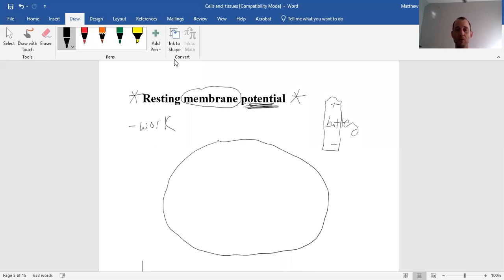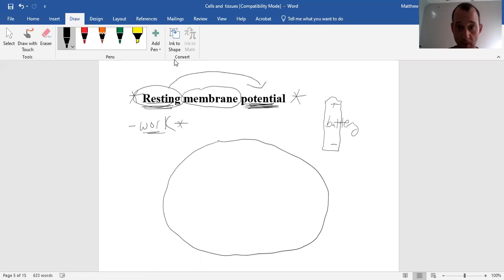All right, so my battery's in the flashlight. If my flashlight's off, my battery's not doing anything. But if I activate it, it has the potential to turn my flashlight on. Your resting membrane potential is the same thing. Even at rest, when you aren't doing anything, it has the potential, just like your battery, such that you can ask it to do something, which is work.